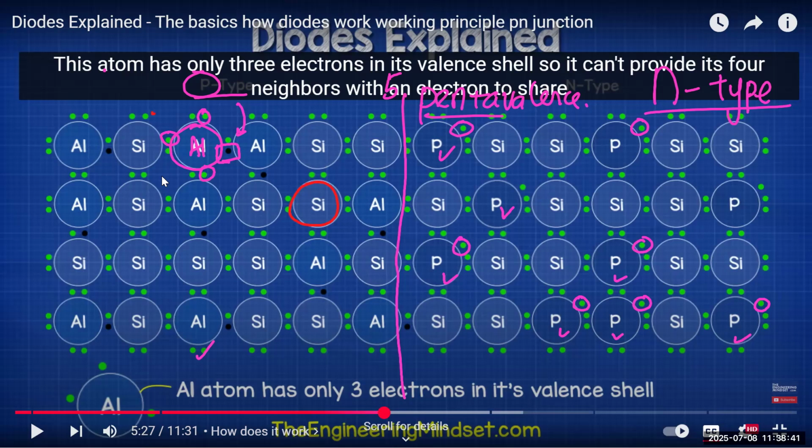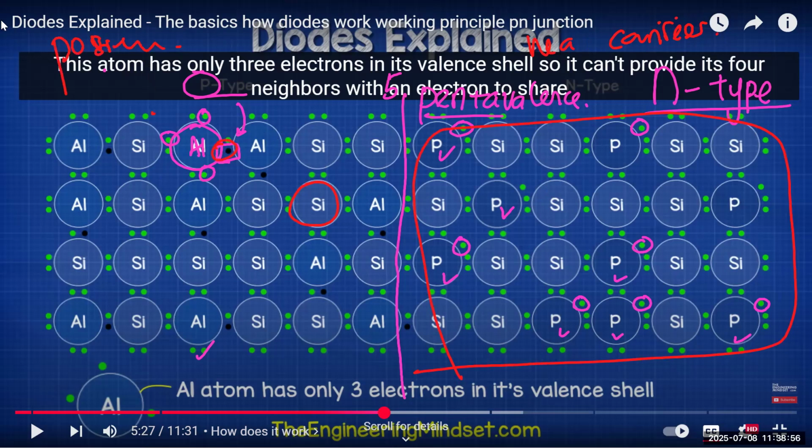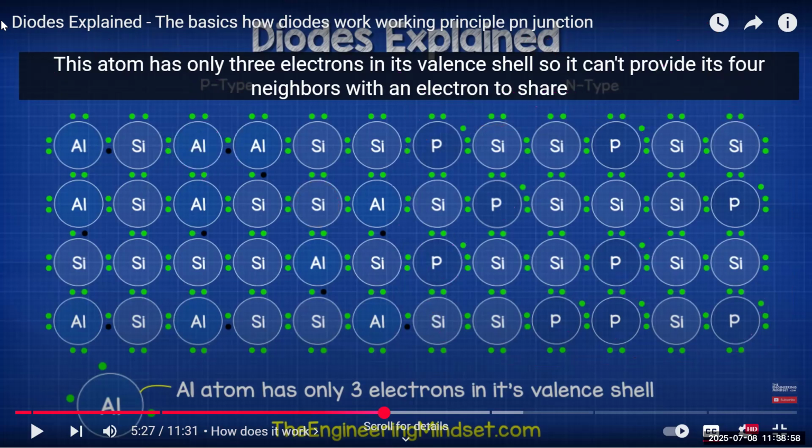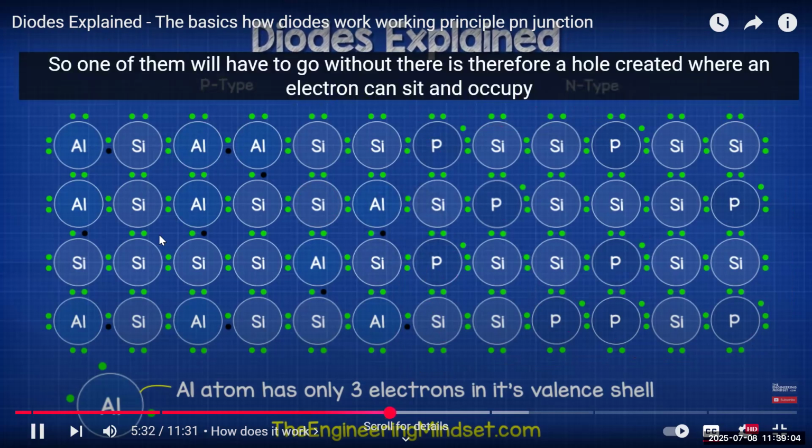Okay, so now we say here there is more negative charge. We say negative carrier. This part is the negative carrier. This one has positive. Hole means it can be a positive charge. Okay, so when we combine, what will happen? We can see the electron can flow in one direction now.